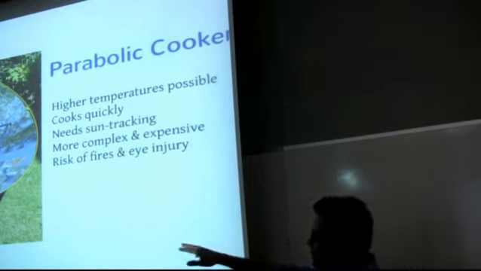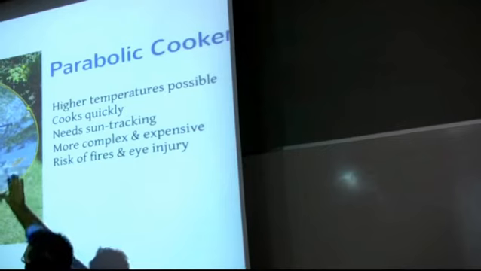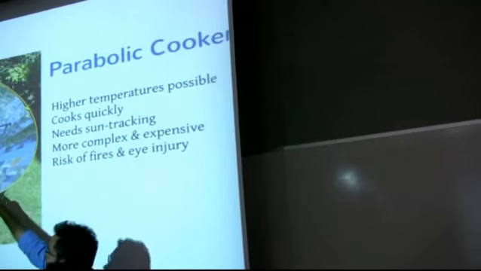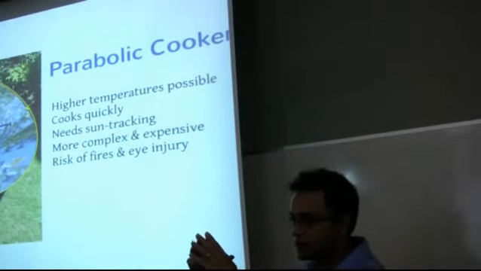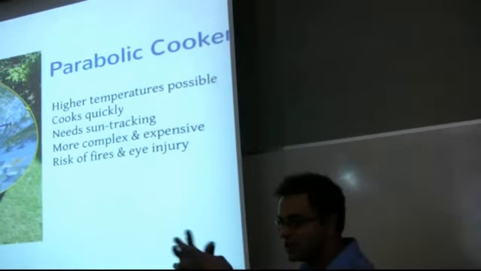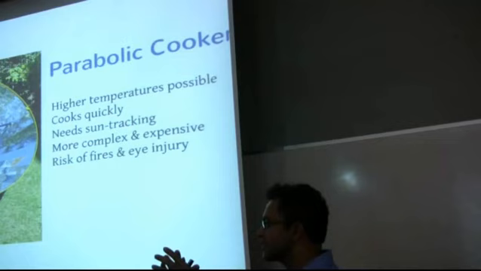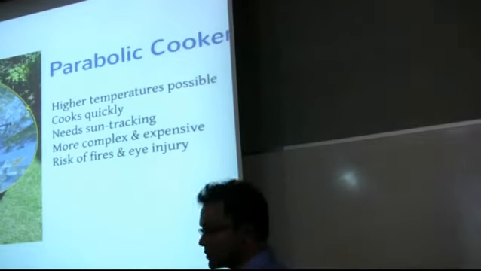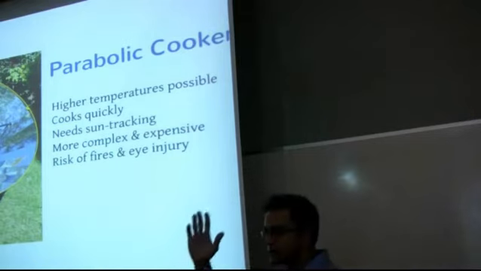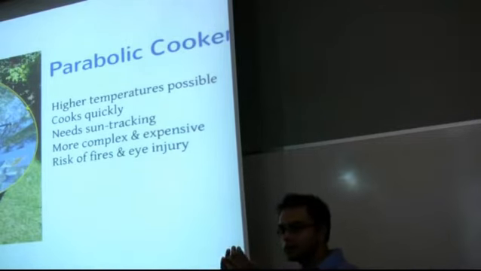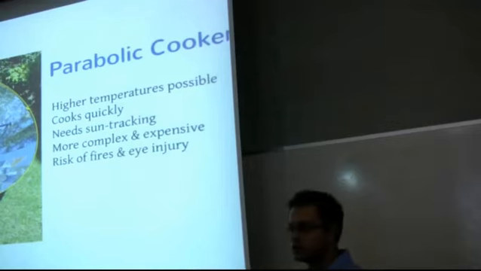But remember, the way this works is this is a parabola. Remember, the parabola has two foci. This is the closest focus, right? So light coming in gets focused to one of the points, and you have all the energy concentrated there. That's where you put your pot or whatever to cook. So what does that mean? That means if the sun moves, that focus can shift, which means that you need to follow the sun, you need to track the sun.